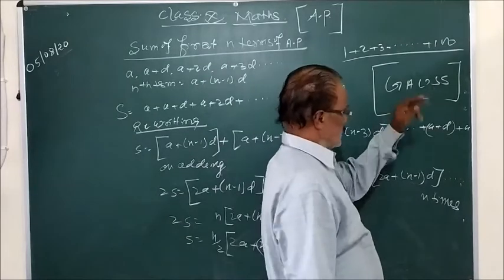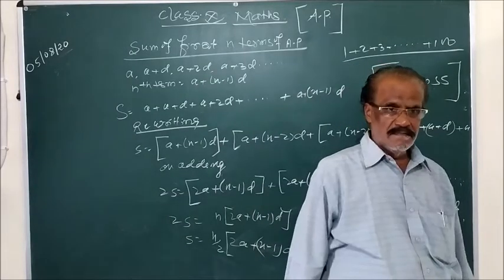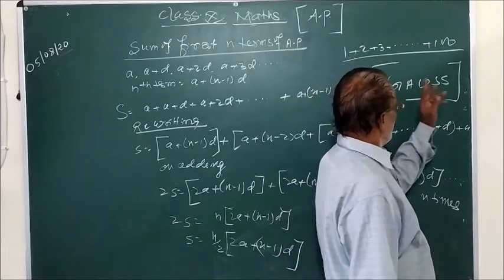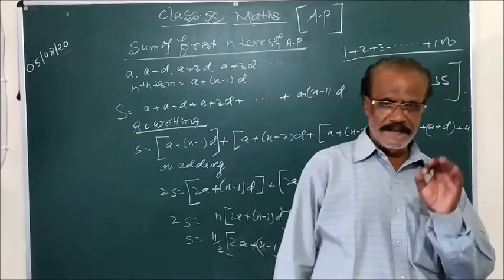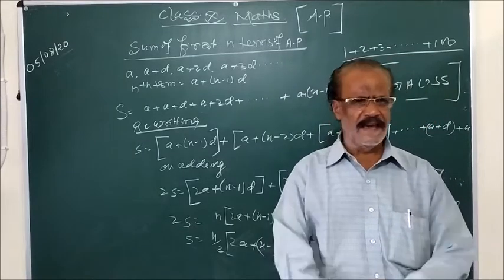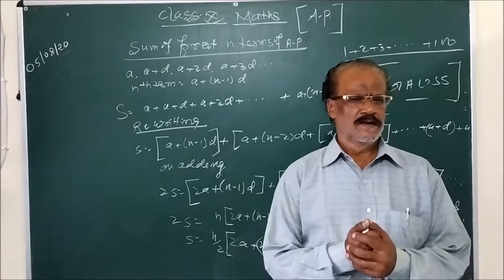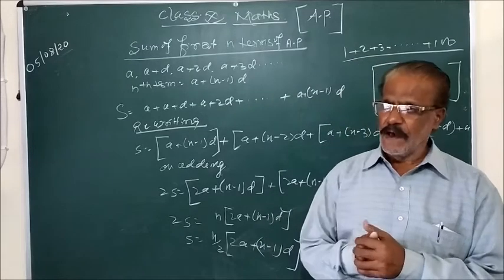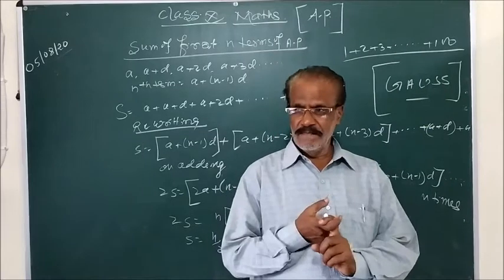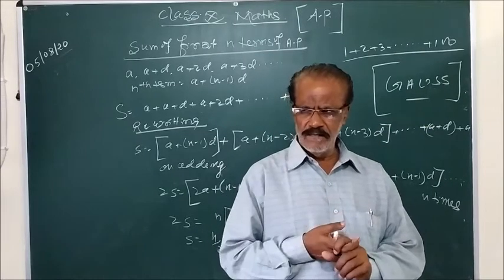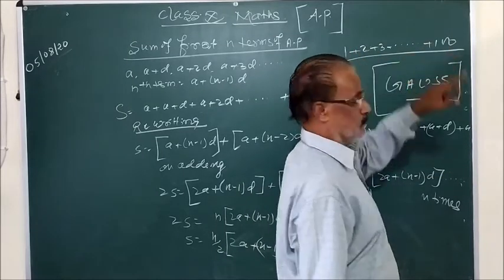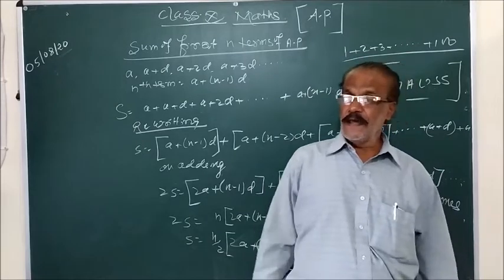Once he was studying in middle class, and a teacher asked him to find a sum. He was a very naughty boy and was making a lot of noise in the class. To make him silent, the teacher gave him some work: open your rough copy and solve. Find the sum 1 plus 2 plus 3 plus 4 plus dash dash up to 200.